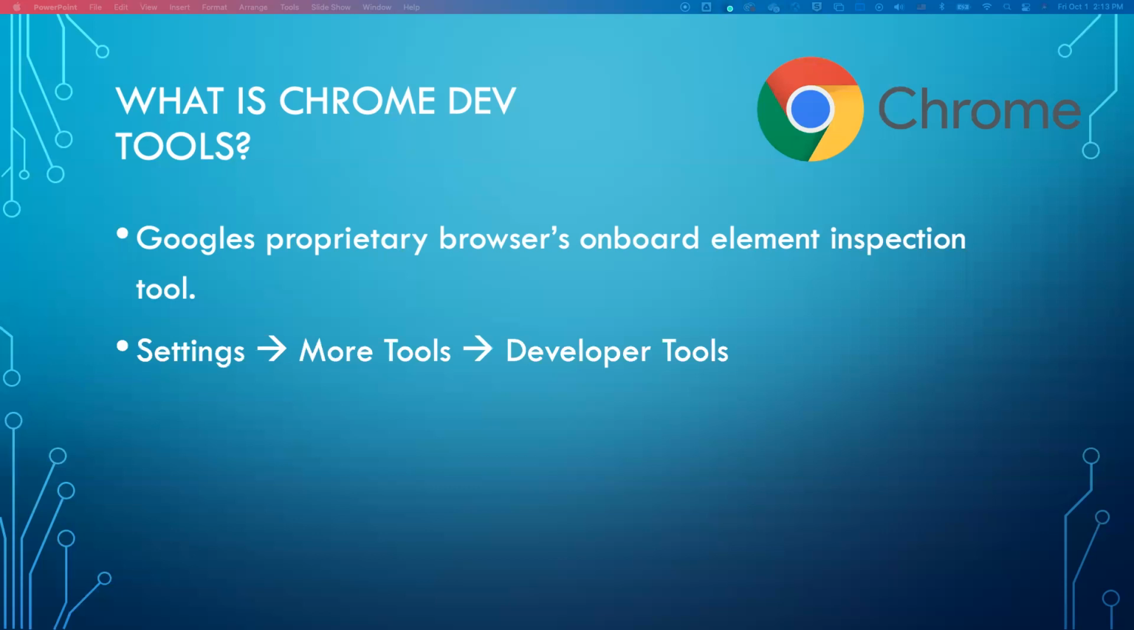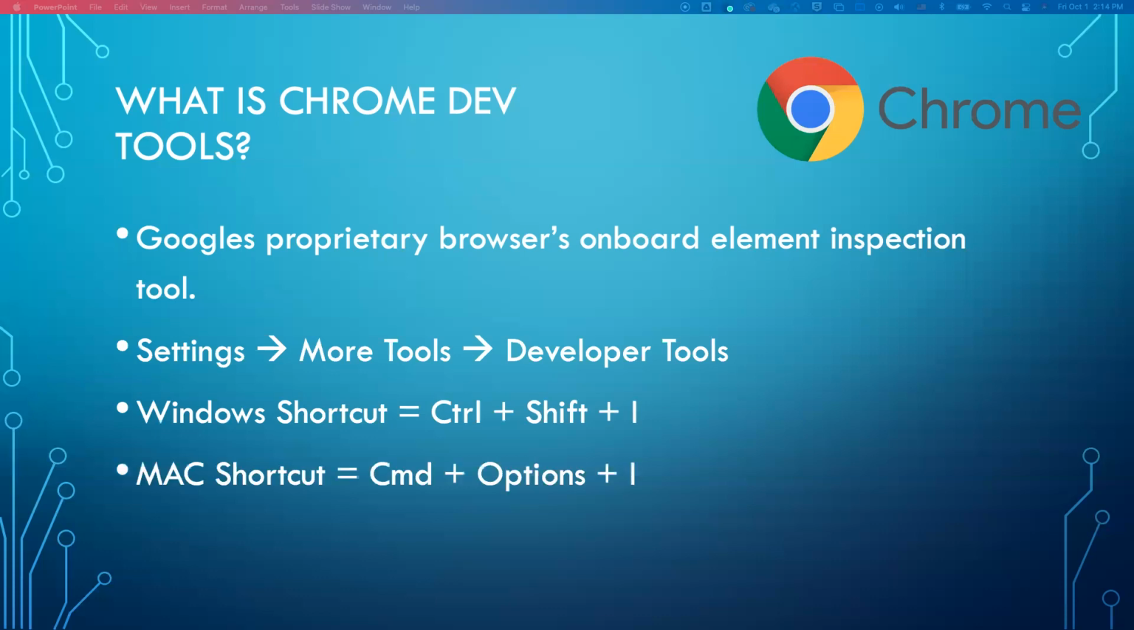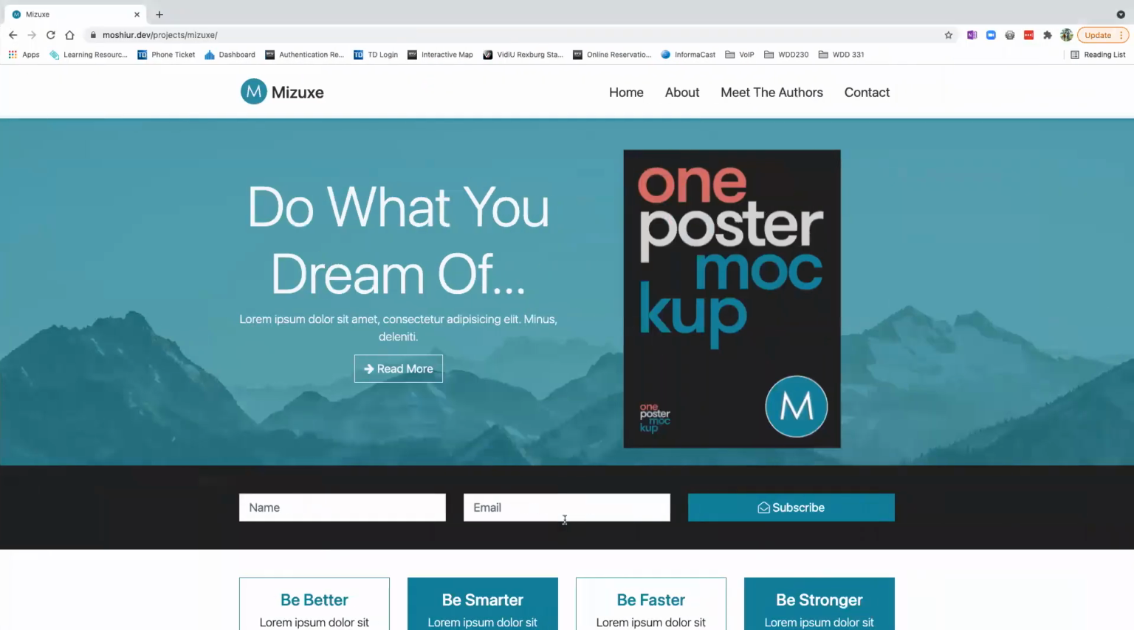So to reach the development tools in the Chrome browser, we're just going to go to settings, more tools, and choose developer tools. On the Windows operating system, the shortcut is Control Shift and capital I. And for those of us who have Macs, the shortcut will be the Command key plus the Option key and the uppercase I. So let's take a look at how we can do that.